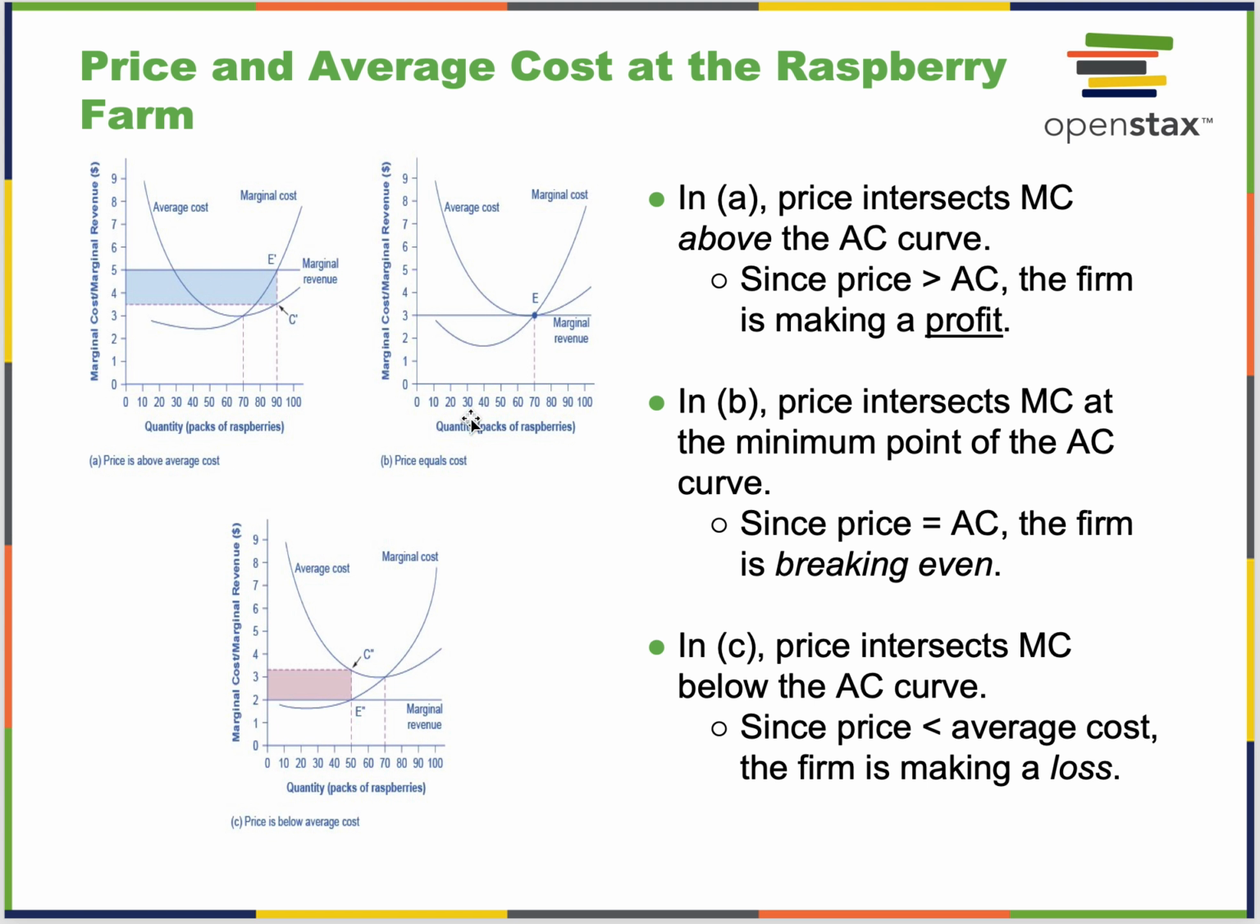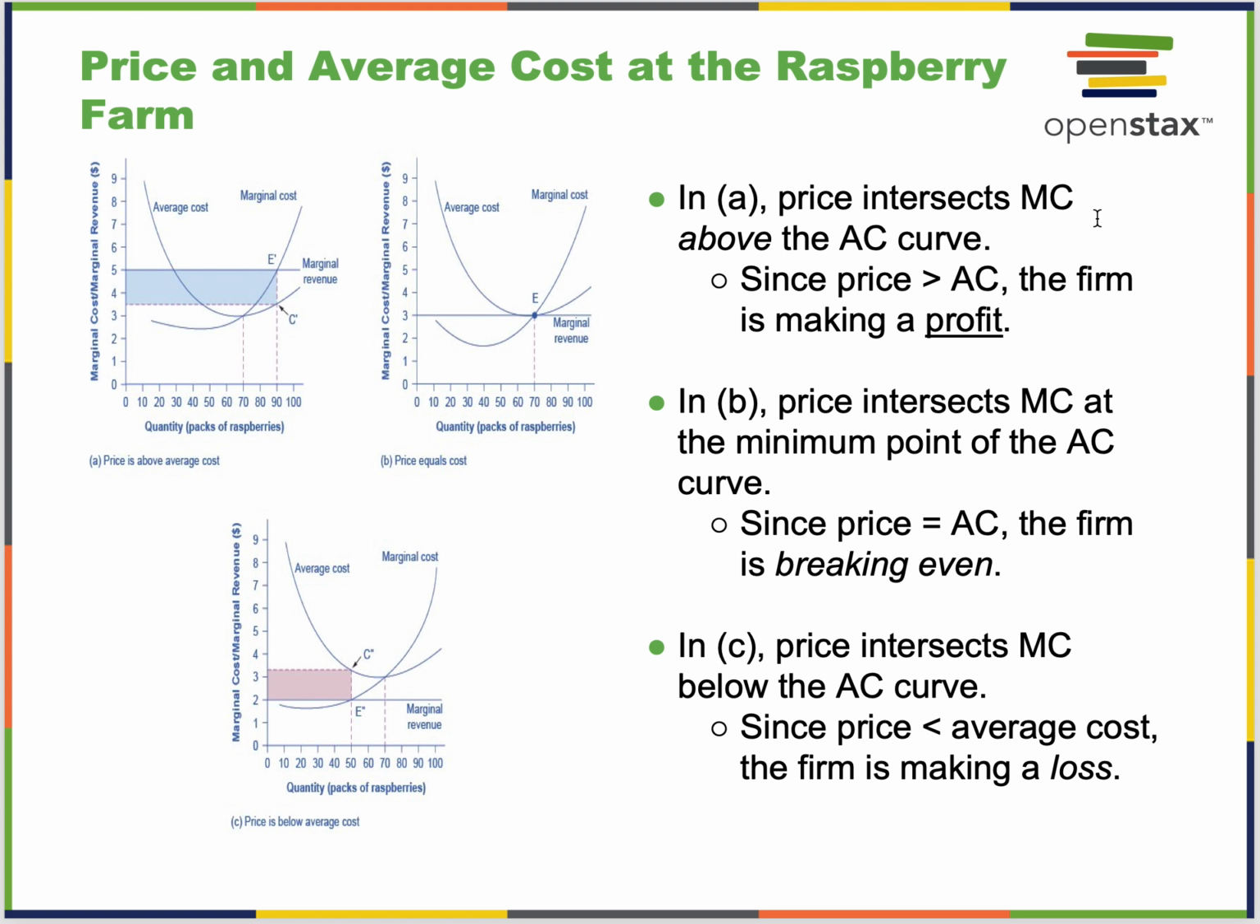In B, we see that the marginal cost and the price intersect at the minimum average cost. That's really the only point where these can equal the average cost, where price equals cost. Now there's no margin, and you're going to make zero economic profit, but you're going to sell 70 of them.